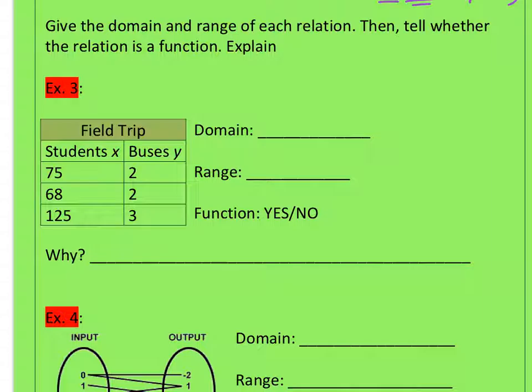Okay, so for example 3, field trip. We've got students as the x values, buses as the y values. So our domain is going to be 75. Oh, we could go in order from smallest to largest. I suppose that would be best. So let's go smallest was 68, then 75, then 125. Now there were no x values that repeated, so immediately you should make the conclusion that yes, it's a function. Why? No x values repeated.